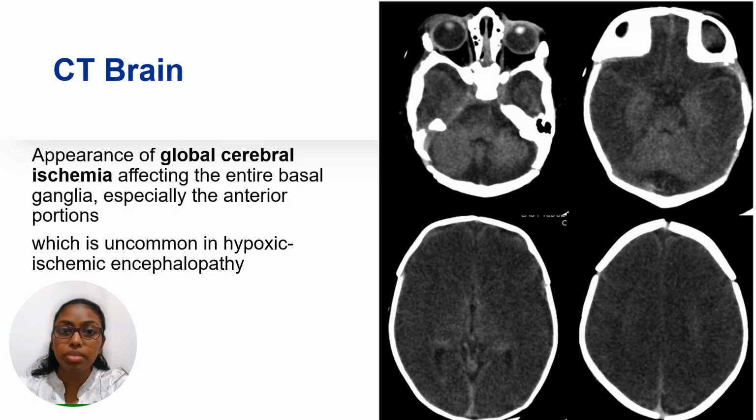Neuroimaging findings of molybdenum cofactor deficiency and hypoxic ischemic injury are very similar, showing extensive white matter loss and cystic changes. So most cases of molybdenum cofactor deficiency are initially misdiagnosed as hypoxic ischemic encephalopathy. In this case, the patient had an appearance of global cerebral ischemia affecting the entire basal ganglia, especially the anterior portions, which is uncommon in hypoxic ischemic encephalopathy.